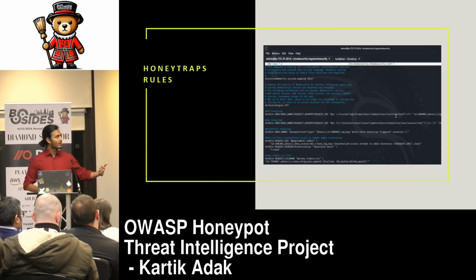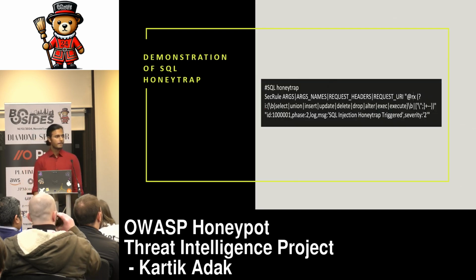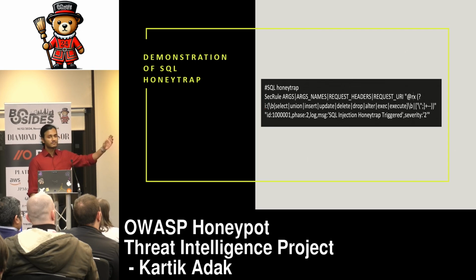This is my ModSecurity configuration file where you can see that there are a few honey traps. Don't worry, I will maximize the image and we'll see one of the honey traps, that is SQL injection. So this is my honey trap. This is used to detect SQL injection. If I break down the entire honey trap, the rule says that if there is any argument or argument name, request header, or request URI, that means anything on the URL, that has a keyword called select, union, update, delete, drop, alter, or execute, then please send a message that the SQL injection honey trap is triggered. Now, how does that work? Let's see in the demonstration.